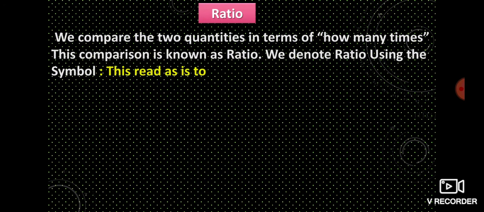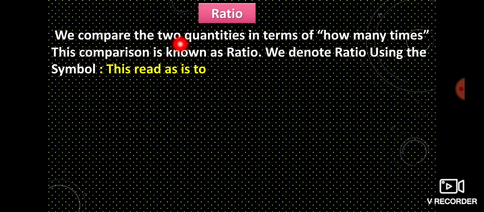First, ratio. Ratio is used for comparison. We compare two quantities in terms of how many times. This comparison is known as ratio. If we have any two quantities, we compare how many times one is greater than the other, and that comparison is known as ratio.